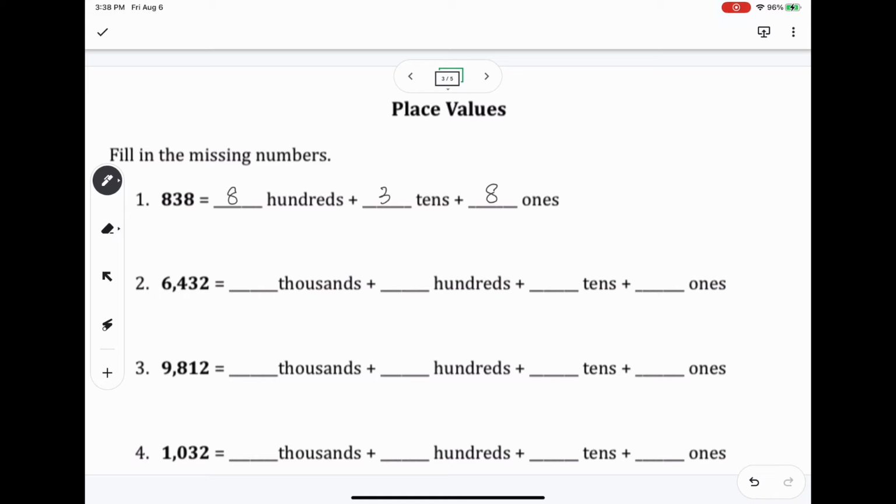So I'm going to do 2. 2 is the same, except that now we have a thousands place over here. And since 6 is in the thousands place, I'm going to write 6 over here. 4 is in our hundreds place, so I'm going to write 4 in the hundreds. And then 3 is in our tens place, so I'm going to write 3 tens. 2 is in our ones place, so I'm going to write 2 ones.